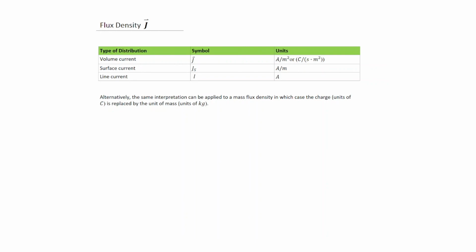If it's a current that just runs around the surface, then the current has units of amps per meter, and if it's a line current that's physically moving through a filament, then the units of current through the filament are simply the current in units of amps. And we'll be using specific symbols to refer to a volume current distribution, a surface current distribution, or a line current distribution. Again, we don't necessarily have to be working with charge here. We could use mass, in which case the units would become kilograms.